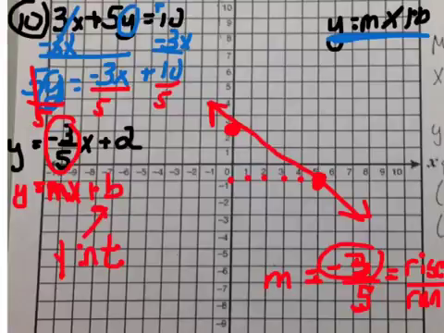And what form was this equation in? 3x plus 5y is 10. Remember what you called that? Slope-intercept is what I put it in when I solved for y. This over here is slope-intercept.